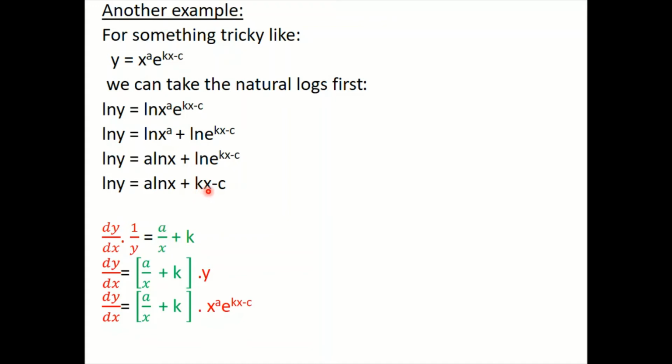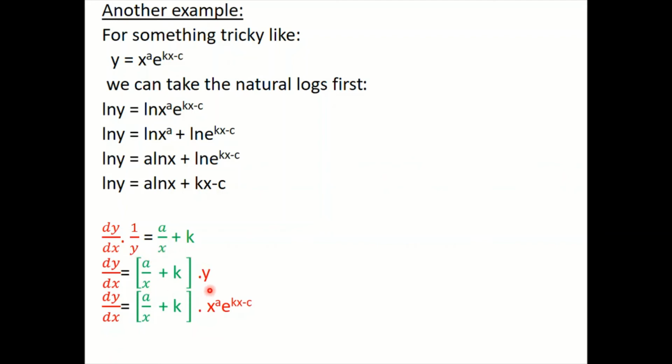kx is fairly straightforward. We just need to use the power rule that we learned in a much earlier session, and if we differentiate this with respect to x, we would end up with k, and minus c is a constant, so that would be 0. So here the left-hand side and the right-hand side have been differentiated with respect to x. And now if we want to isolate dy dx on the left-hand side, all we need to do is multiply both sides by y, and we end up with this here.